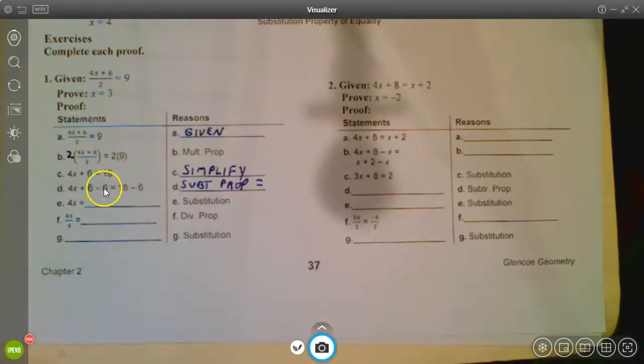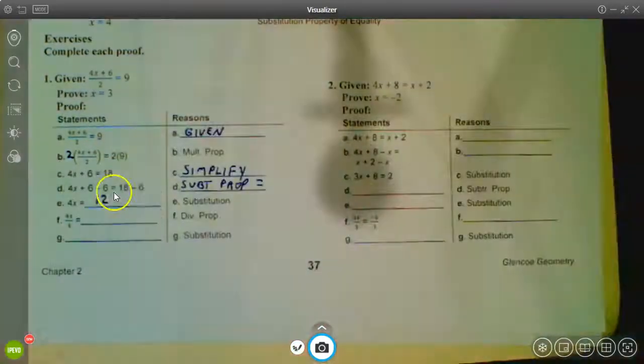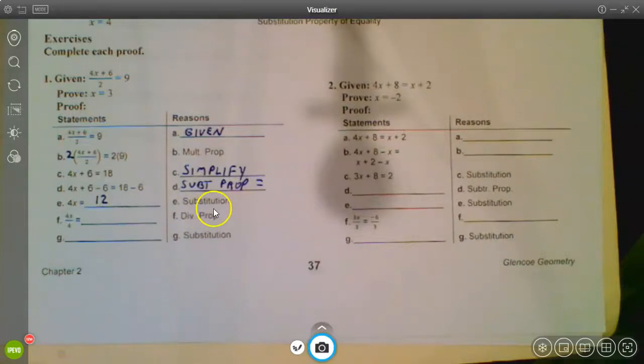So we subtracted the same thing from both sides, subtraction property of equality. If you simplify this, here's what we would have left. I would have 4x on the left because those guys would cancel. And 18 minus 6 would give us 12 on the right. And again, they call that substitution. I would have said simplify.